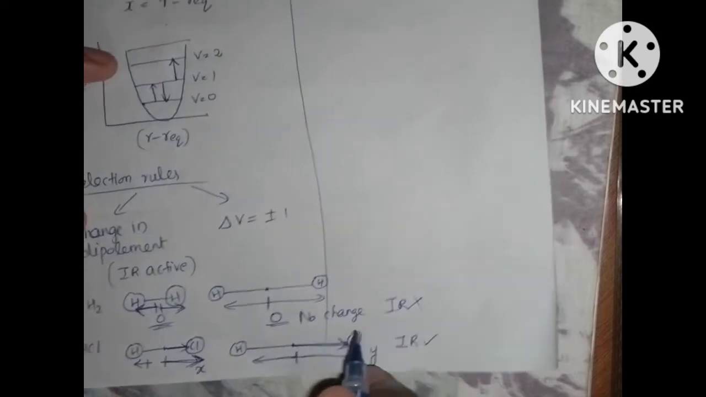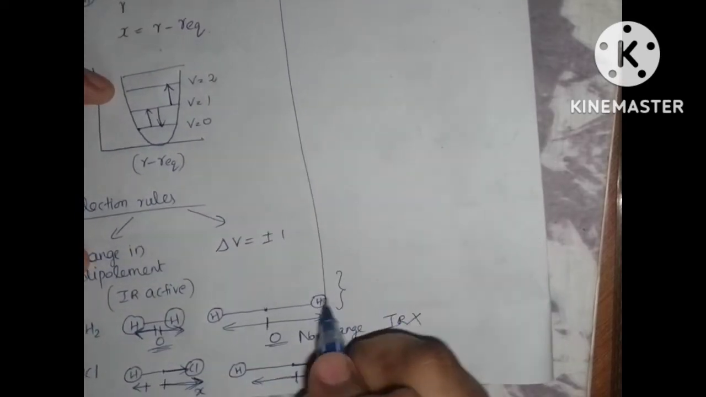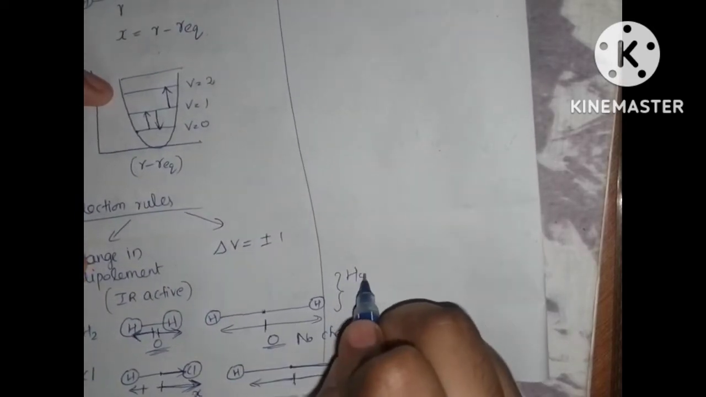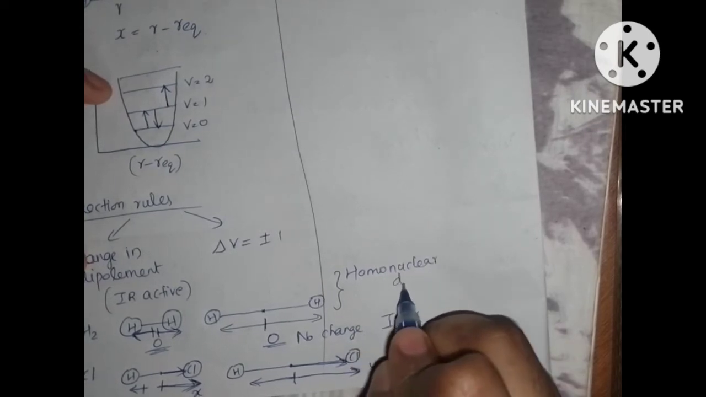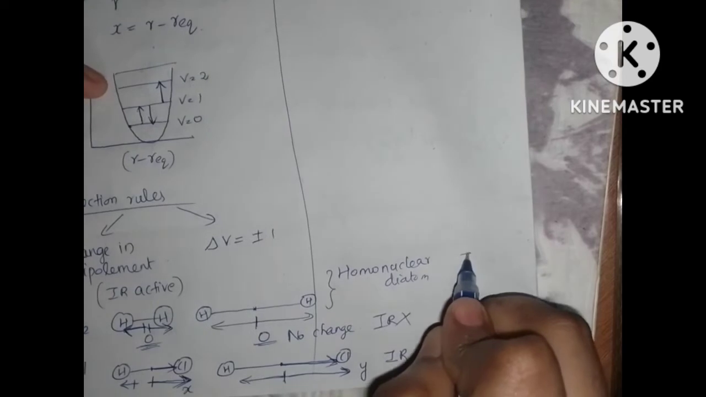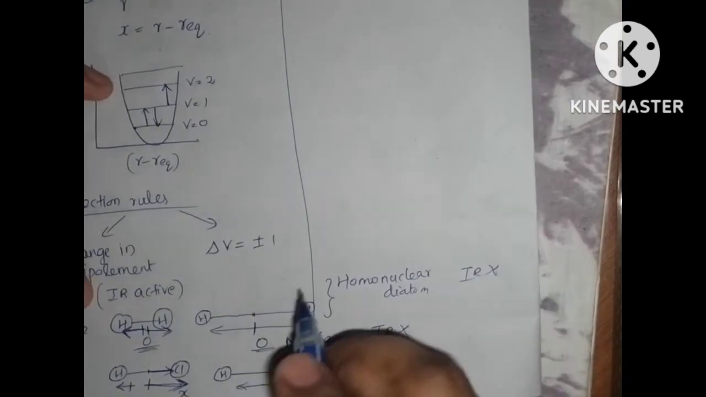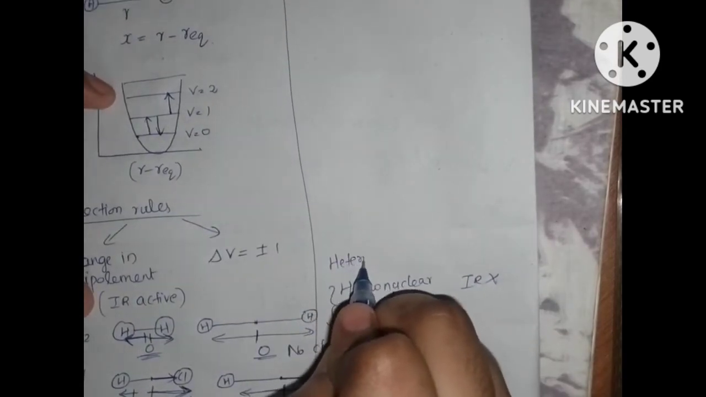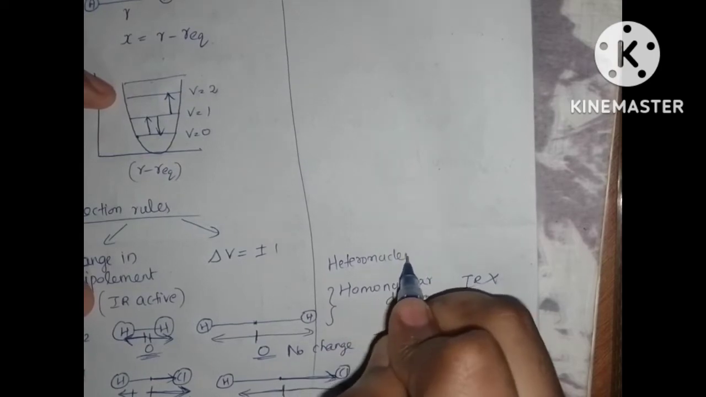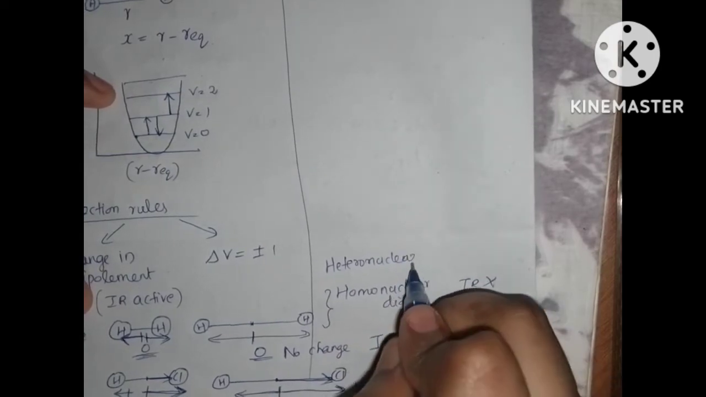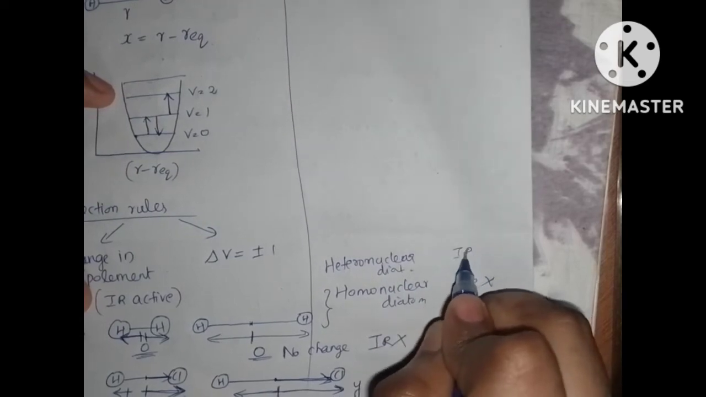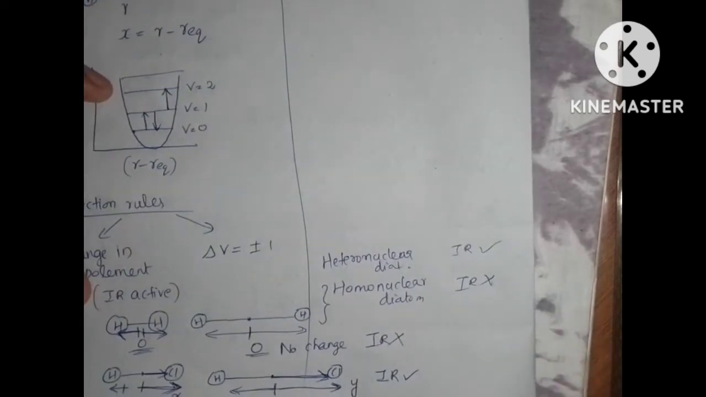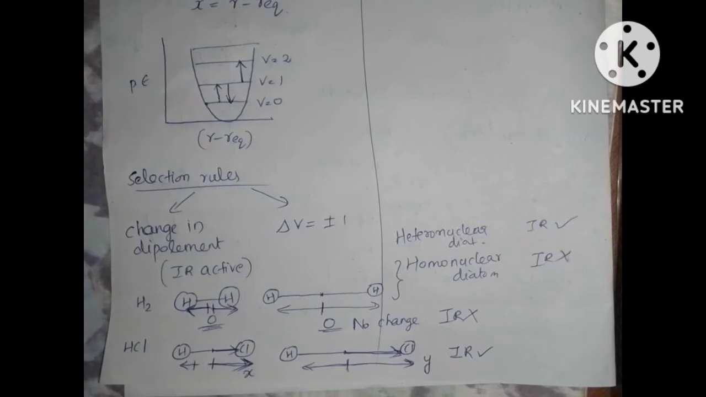So simply we can say that molecules like hydrogen, that is homonuclear diatomic molecules, are IR inactive. Heteronuclear means both atoms, or both nuclei, are different. For a heteronuclear diatomic molecule, the molecule will be IR active. We have completed the selection rules part.